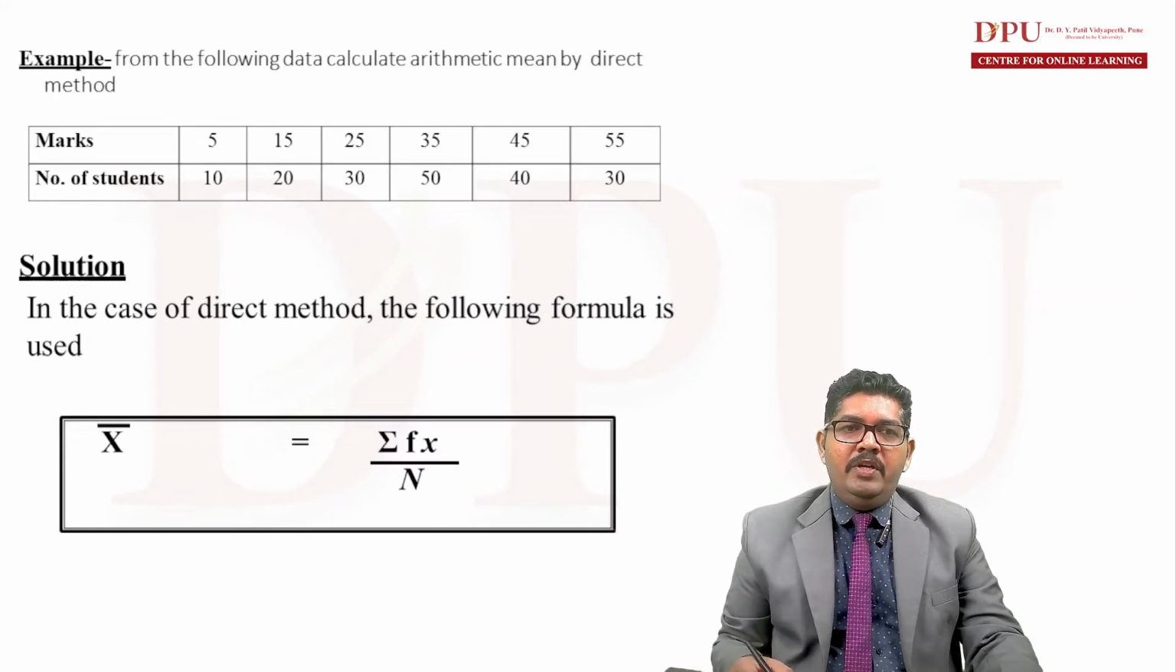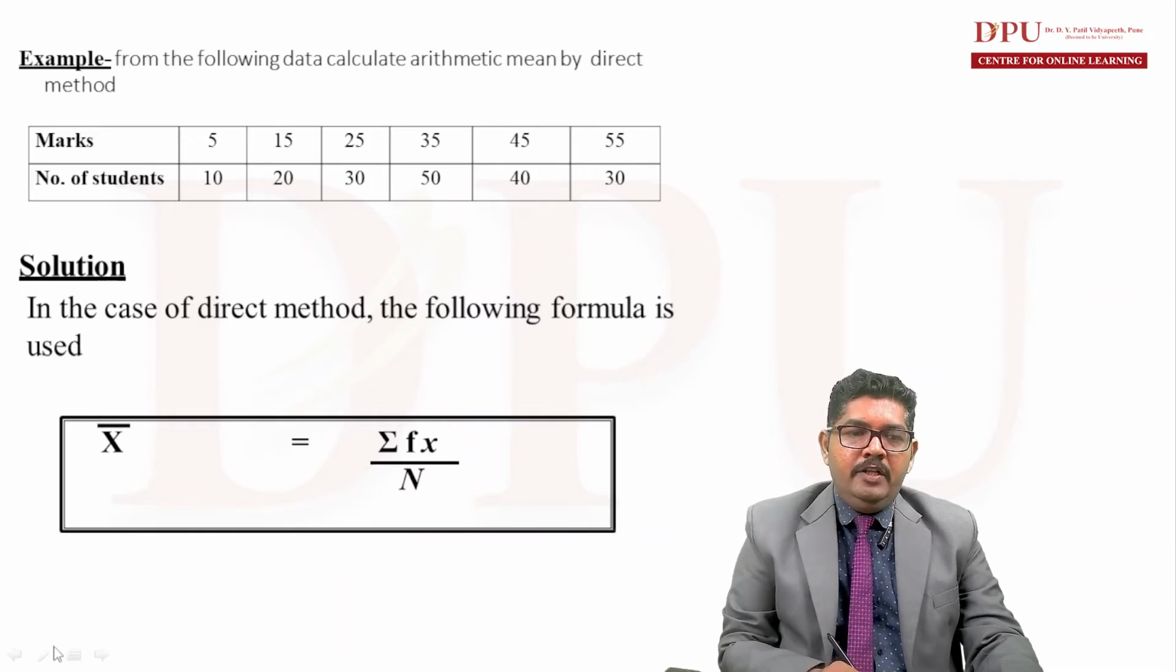So we have one example here. The classes are not given; marks are given and the number of students are given. So there are 10 students who got 5 marks, there are 20 students who got 15 marks, and so on. So this is the discrete data. The solution is given: x bar is equal to summation of fx divided by n. So this is the direct method. What do we do in this case? These are x values and this is frequency. Frequency is the number of occurrences for a particular observation.